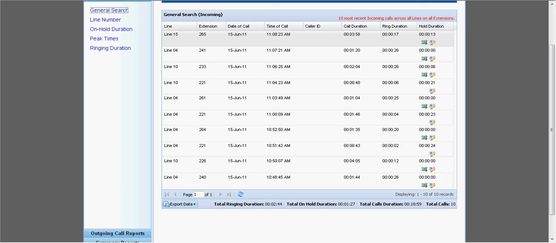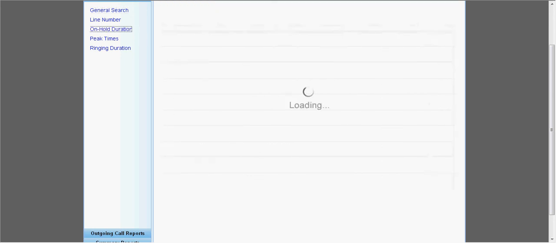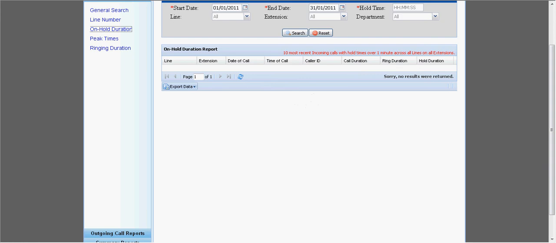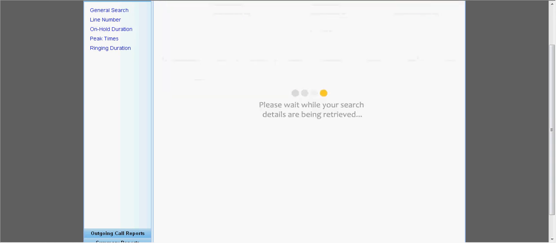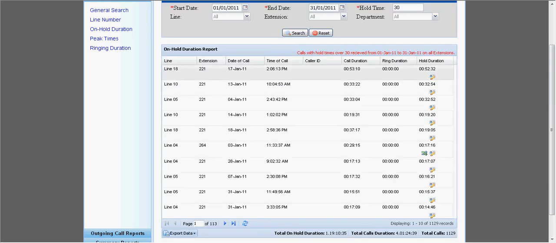The same can be said about hold duration. This particular report will show you how long your callers are placed on hold, and this can answer the question of customer service as well. In this case, we want to look for all the calls that were held over 30 seconds, and here we see a list of those calls.